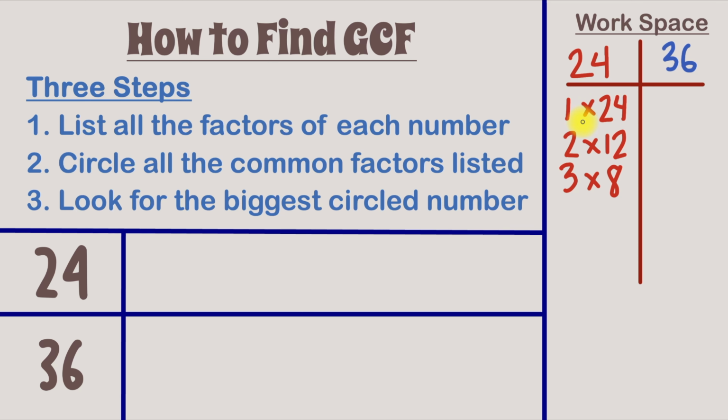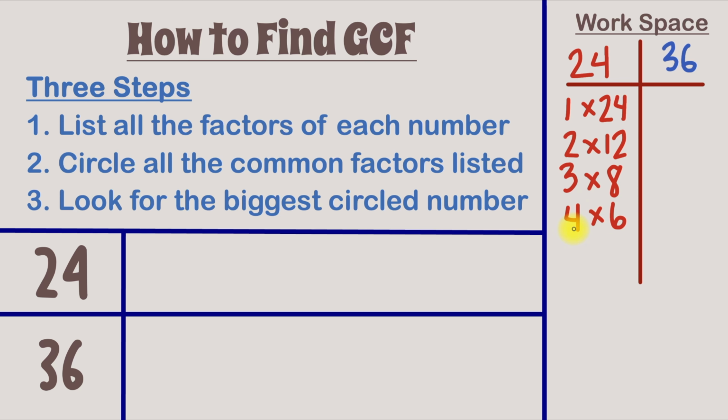Notice the pattern. On this side, the numbers are going up in value, and on this side, the numbers are going down in value. That's important because there's a key indicator that tells us when we're done, and I'll go into that in a second. After 3 is 4. Can 4 go into 24? Absolutely. So we'll write 4 times, and then what times 4 will give us 24? Well, that's 6. So I'll write that here next to 4.